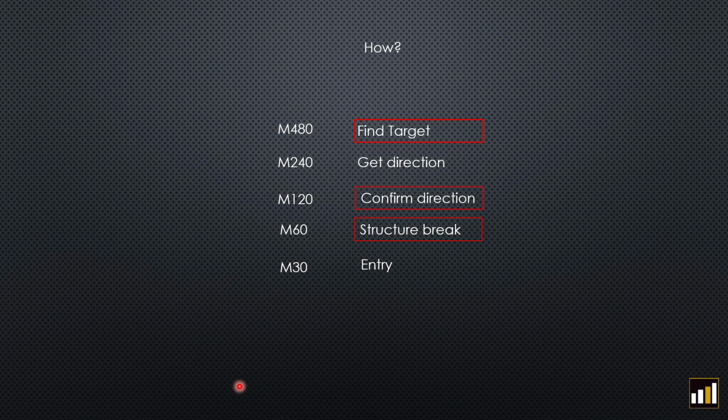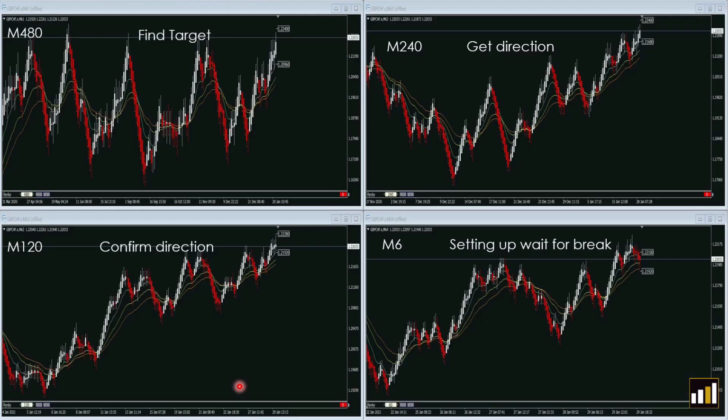We've covered what, where, when, and now we are looking at the how. How do we do this? How do we find entries? How do we pull the trigger? The how is divided into 5 separate sections.